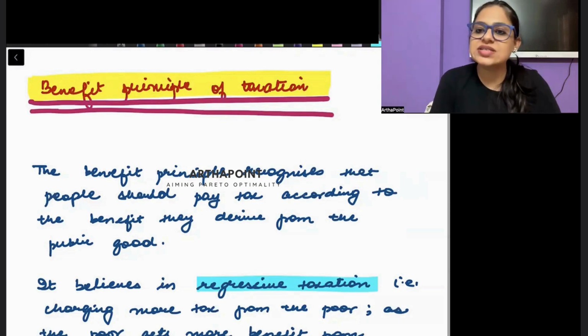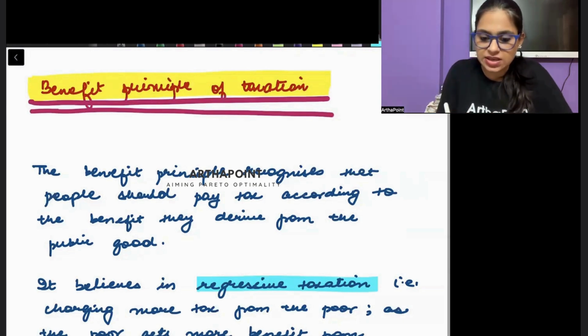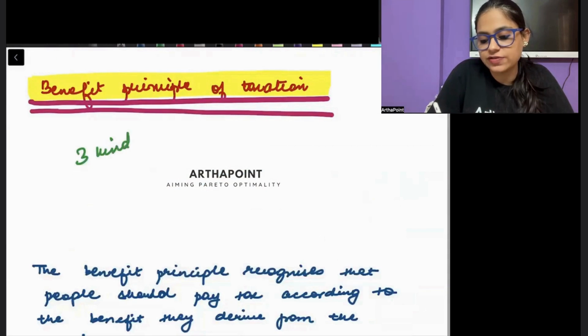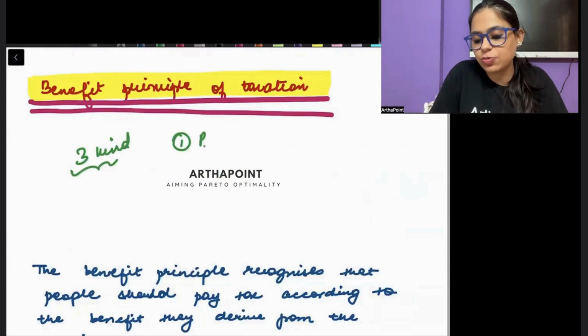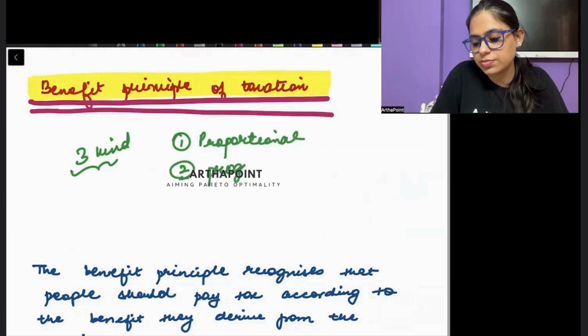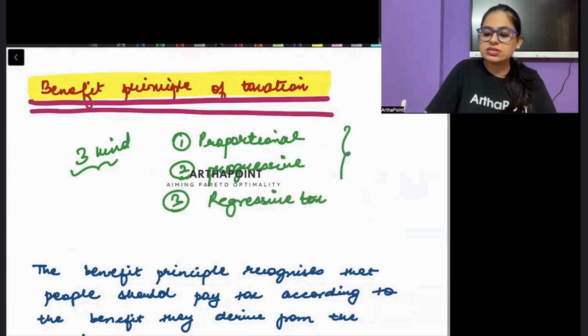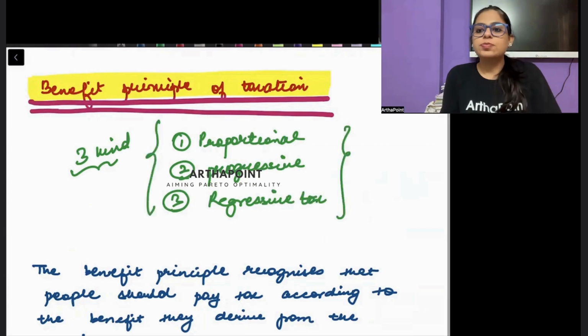Now, there are three kinds of tax. You don't have to write this down, I'm just explaining. There are three kinds of tax. One is called proportional tax. Other is called progressive tax. And the other is called regressive tax. So there are three kinds of tax that we can talk about: proportional, progressive, and regressive.